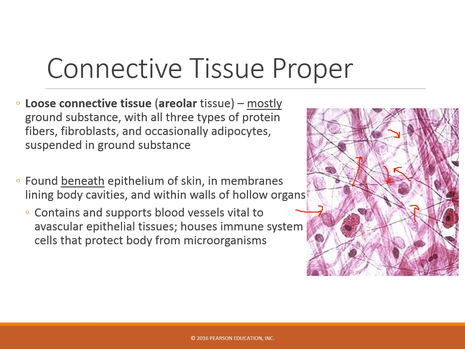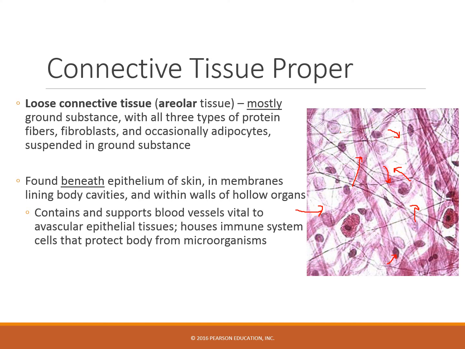You'll also see different types of cells embedded within the ECM. You'll see fibroblasts, which are usually recognized by their roughly circular to ovoid dark purple nuclei. Occasionally you'll see adipocytes, which may look like little white circles. And then you'll see sometimes immune system cells within these slides as well.